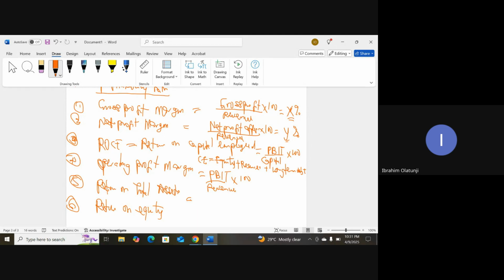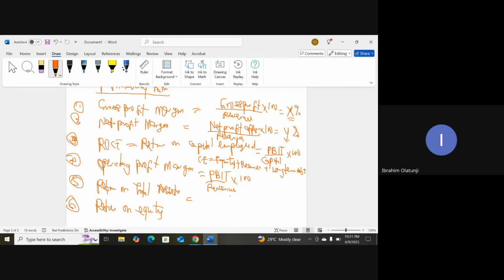What's it called? ROTA. We call it return on total assets. That's the ROTA. Return on what? Total assets. So your return on total assets, you want to calculate the return on your total assets.